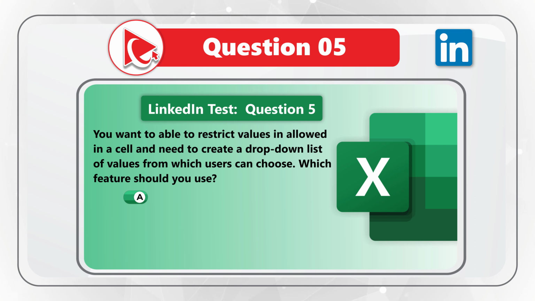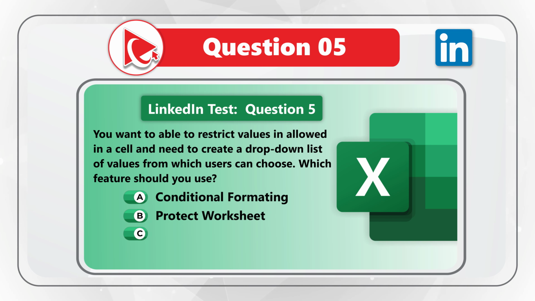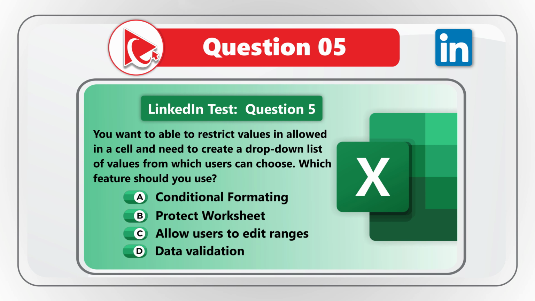Choice A, conditional formatting. Choice B, protect worksheet. Choice C, allow users to edit ranges. And then choice D, data validation. Do you think you know the answer? Let's jump to Excel to find out.